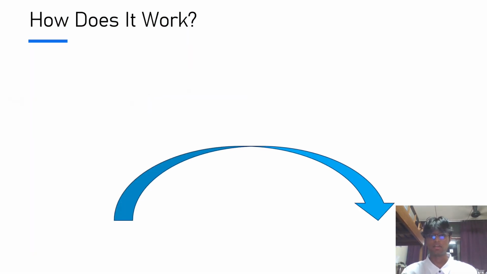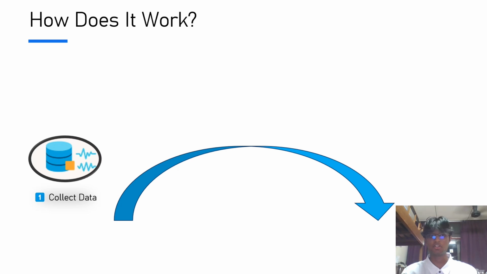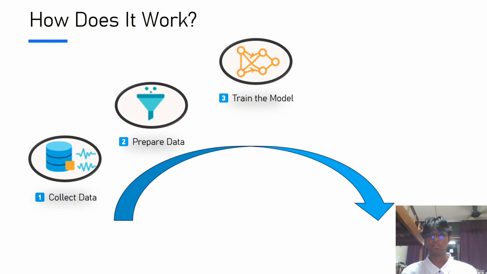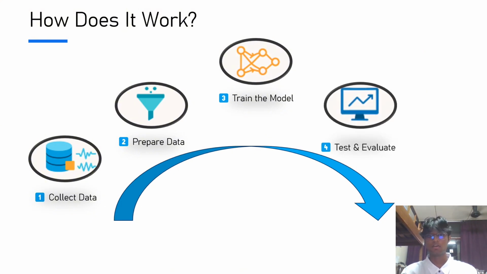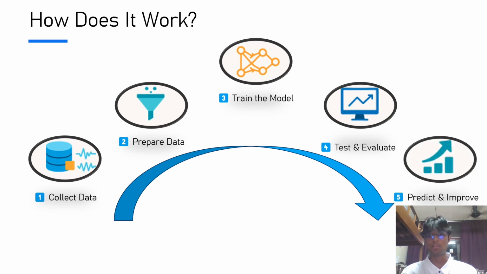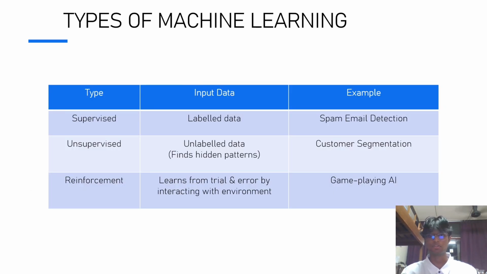So how does it work? There are 5 steps. The first step is the machine collects data from datasets. The second step, it prepares the data by undergoing pattern recognition. Third step is it trains the model to understand the pattern recognition. Fourth step, it starts testing and does its own outputs. Fifth step, it starts comparing the output to the desired output and changes its parameters in order to get a more accurate output.